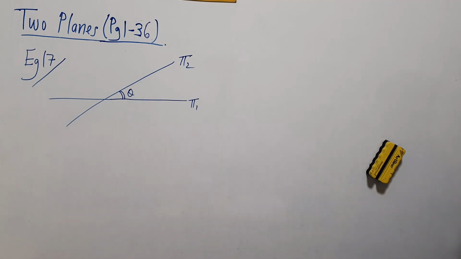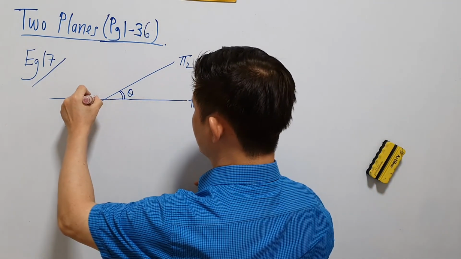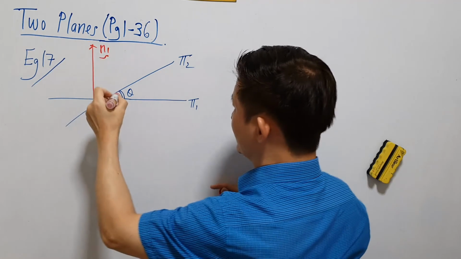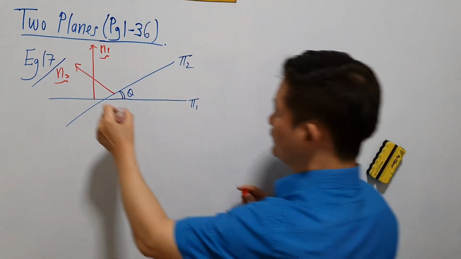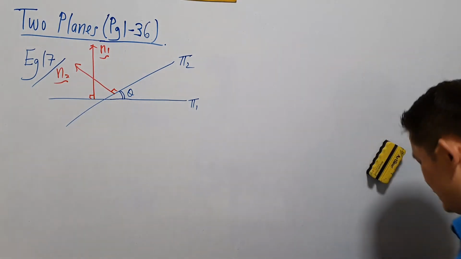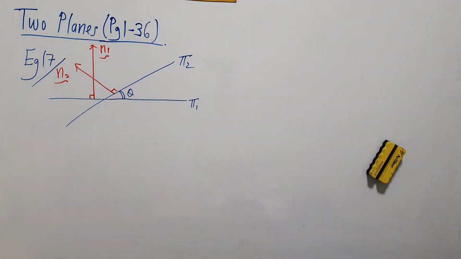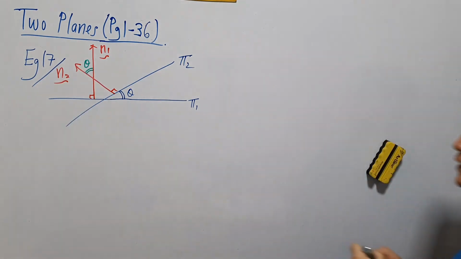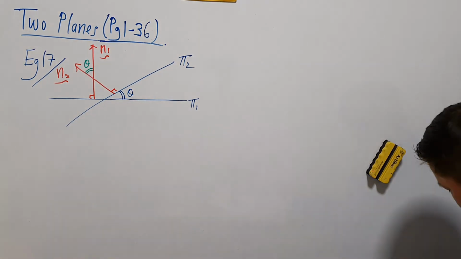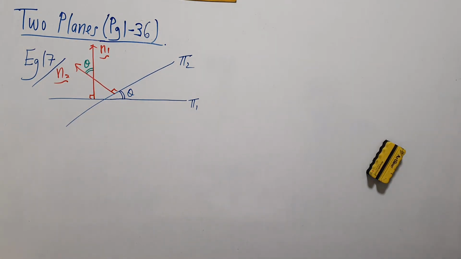So if you are interested to find the angle between two planes, and the first plane has a normal vector like this, I call it n1, and the second plane has a normal vector like this, I call it n2, then it won't take you very long to realize that this angle between the two normals is also theta. Using simple geometry, you can verify that this angle between the two normal vectors n1 and n2 is also the intended angle that you wish to find. So therefore, to find the angle between two planes, such as pi 1 and pi 2, we just need to find the angle between the two normal vectors.